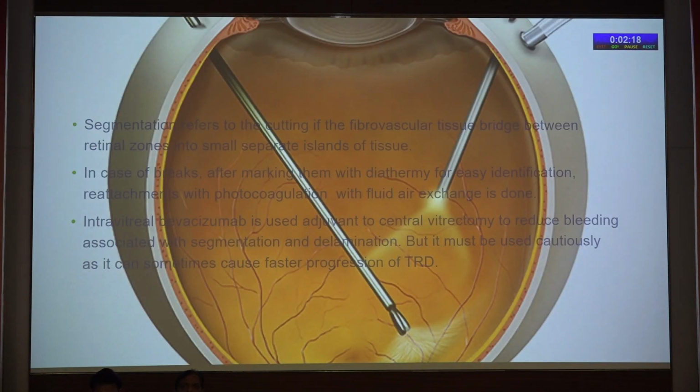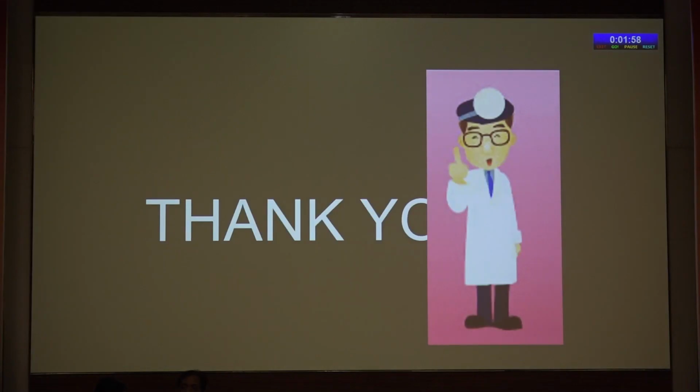Then various other surgical procedures are there for tractional retinal detachments, such as segmentation, and this is also helped with photocoagulation and fluid-air exchange. Intravitreal bevacizumab or other anti-VEGFs are used as an adjuvant to any central vitrectomy to reduce bleeding associated with segmentation and delamination. Thank you.